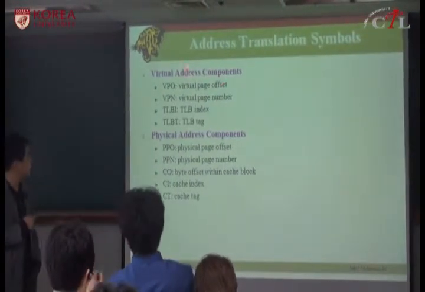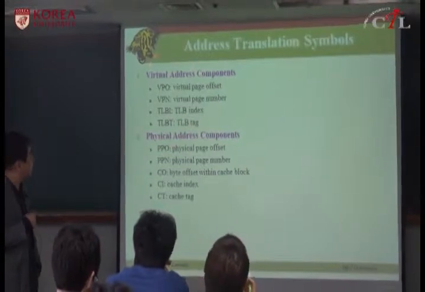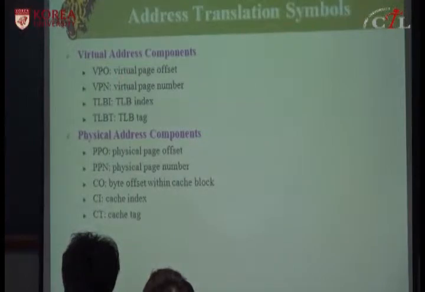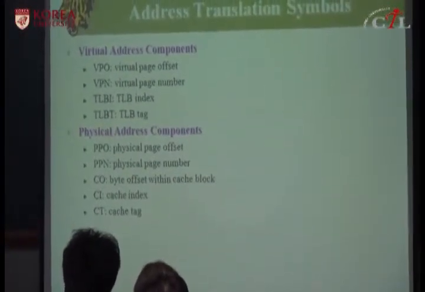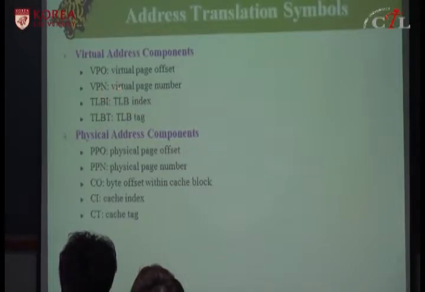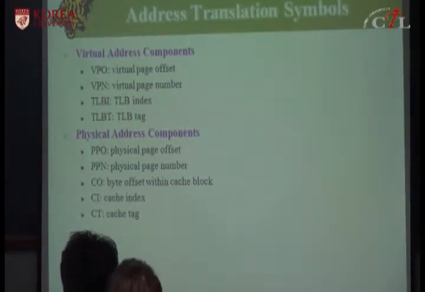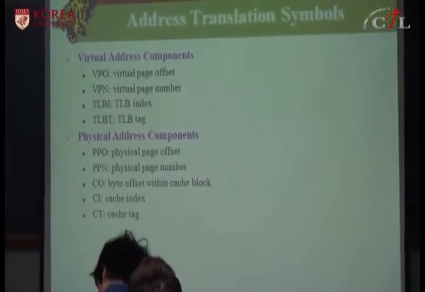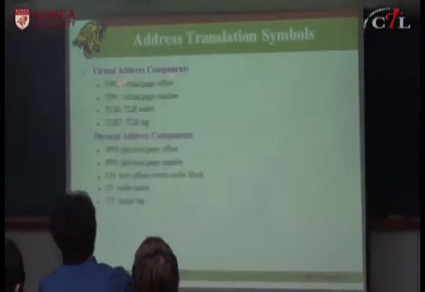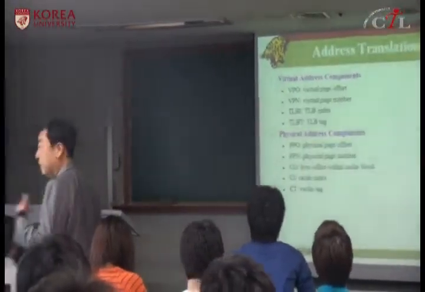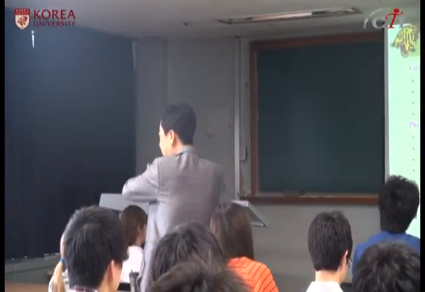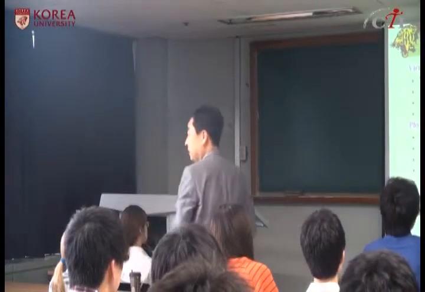So we have virtual address, we have physical address. Virtual address can be divided into virtual page number and page offset, right? And to access the TLB, you need to generate TLB index and tag. TLB can be fully associative or set associative or direct map. So fully associative, the entire virtual page number becomes the tag. But if it's direct map or set associative, this should be broken down into tag and index portion.